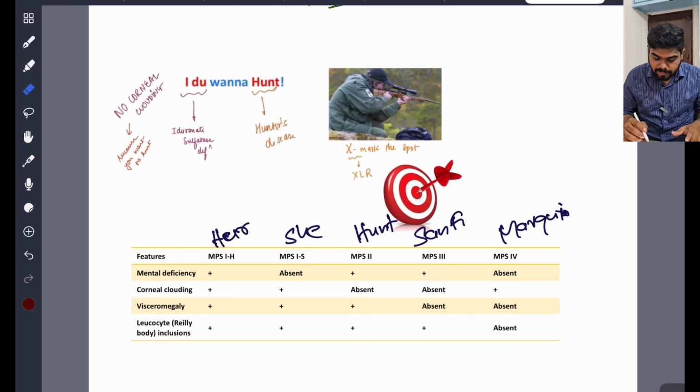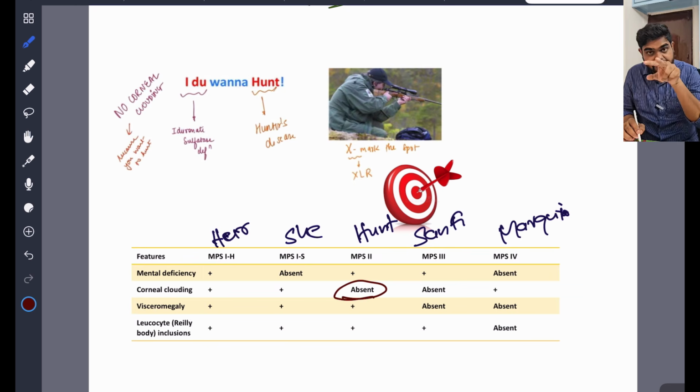Now we will see Hurler and Scheie. Before that we'll see Hunter, since this is the most commonly asked. Corneal clouding is absent in Hunter, so he has clear vision, and he is mentally retarded, and he has visceromegaly and the inclusion bodies. Only he has clear vision.